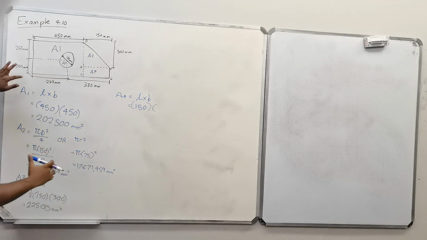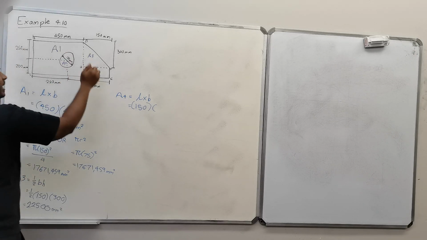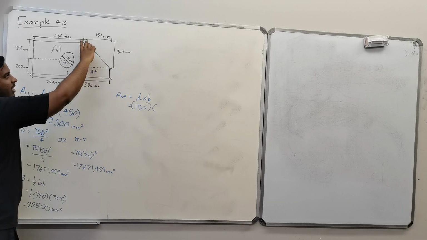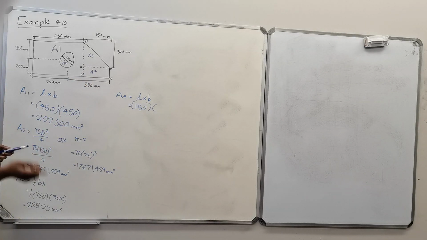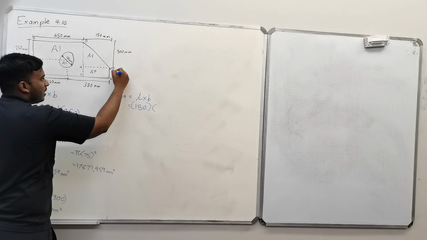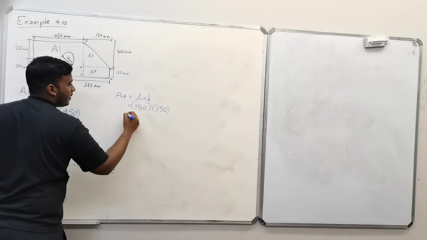You'll understand why, right? Remember the line from here to here is how long? 450. So this side from the top to the bottom is also 450, right? But they tell you that this is 300, so the remainder would be 450 minus 300. So this line here is actually 150.